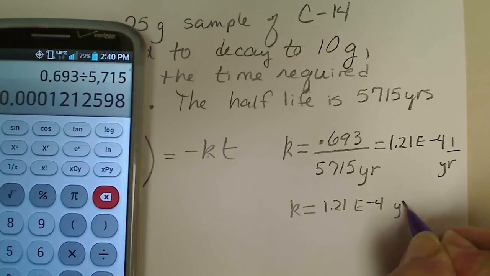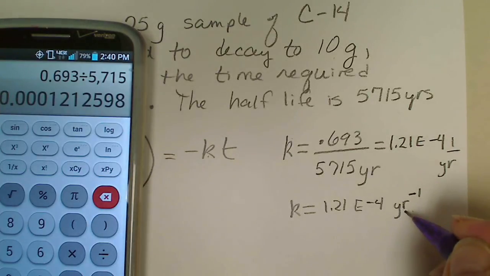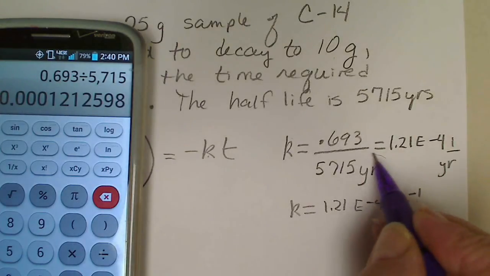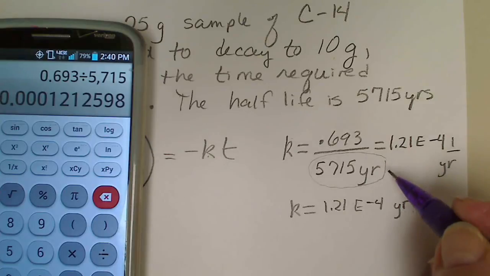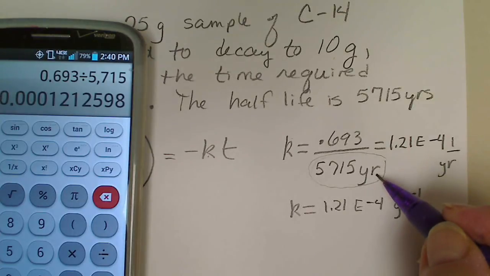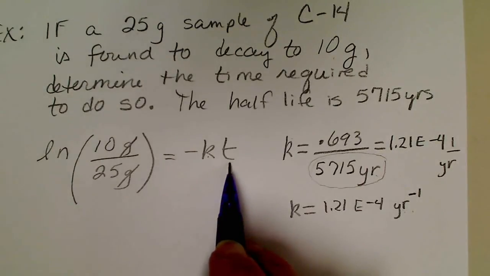You might see this unit written as a reciprocal year. Year to the minus 1 is the same as 1 over year. So whatever our decay or rate constant unit is, depending on the half-life unit, that will be the same unit that our time is.